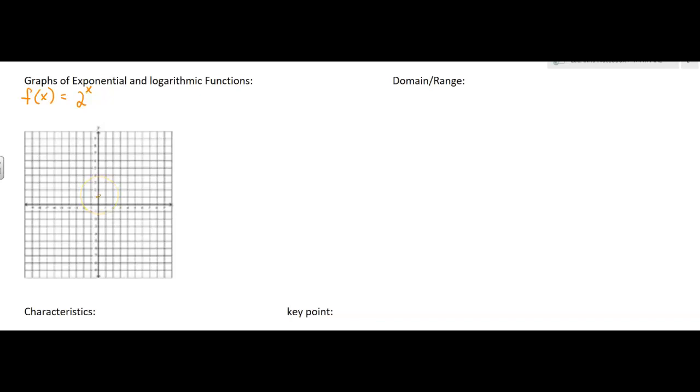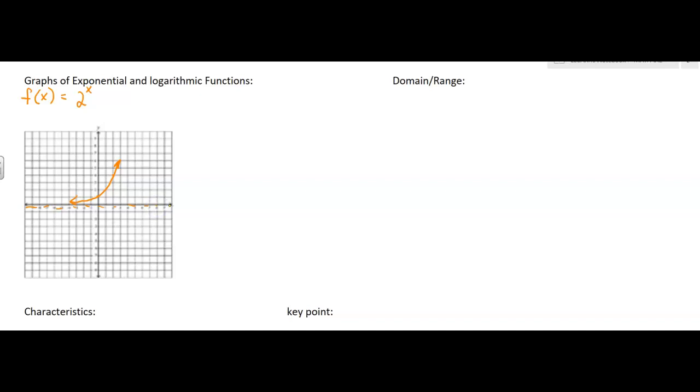So we know it goes through 0, 1. It goes through 1, 2. It goes through 2, 4. And then it's getting closer to 0 as the exponents get negative, as x gets negative. And so it looks something like that. There's an asymptote at the x-axis.